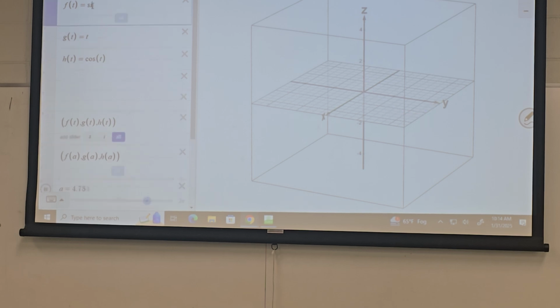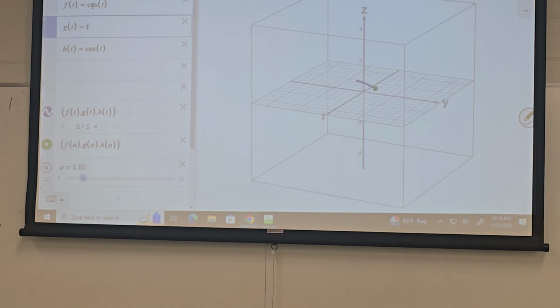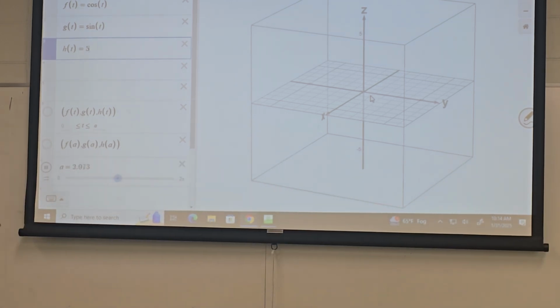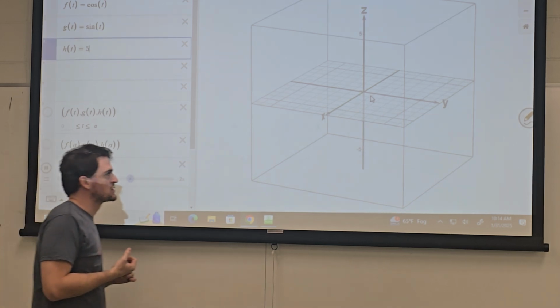What if I have cosine t, sine t, comma, 5, and just a number? Don't grab it, don't cheat. Cosine t, sine t, comma, 5. It's just a circle. Well, that's it. So far, so good. Keep going. I think that the sine of 5 would be 0. So we're all on the same page.